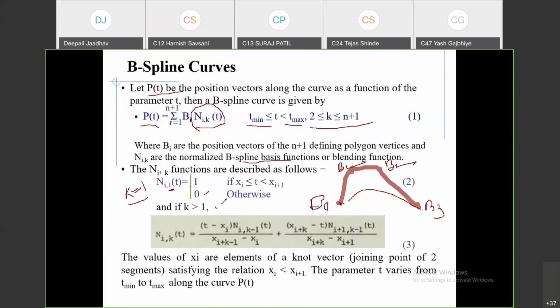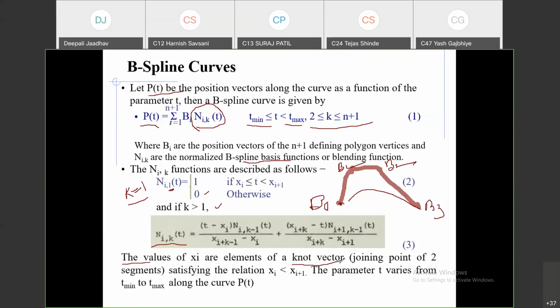When k is greater than 1, meaning from 2 to n plus 1, we calculate Nik(t) with this equation. Here t is the parameter value we consider, and it ranges from t0 to t1, or t min to t max. The values of xi are the elements of the knot vector. How to find this knot vector we are going to see in the next PPT.